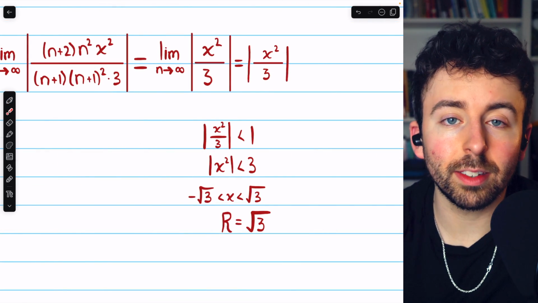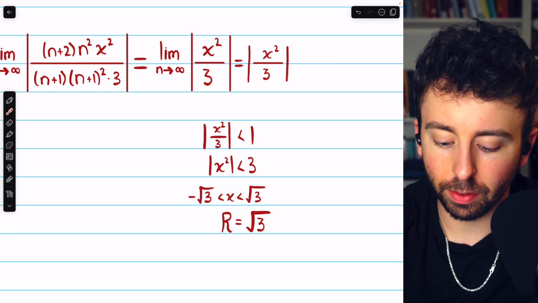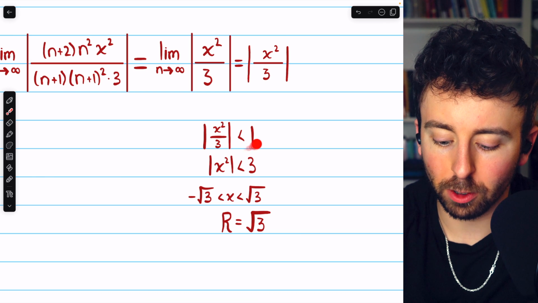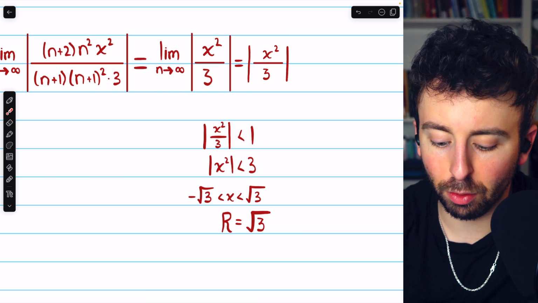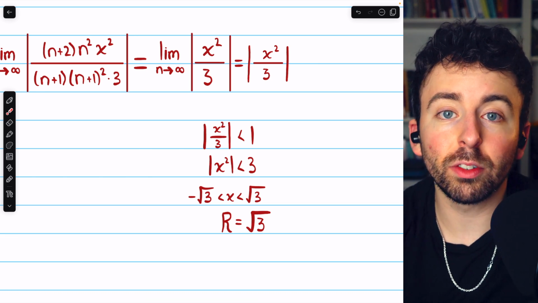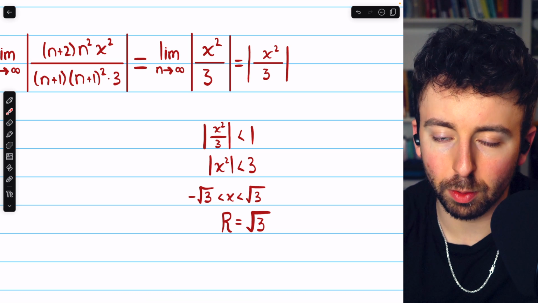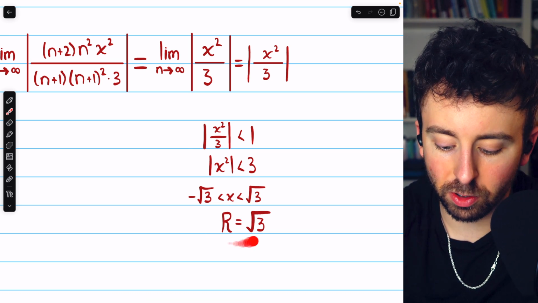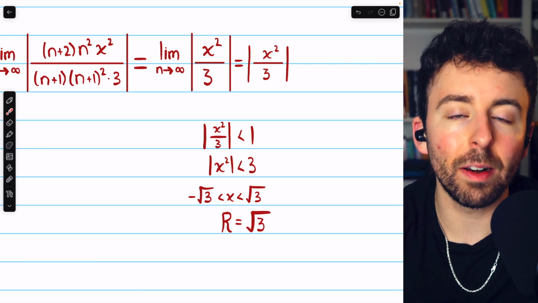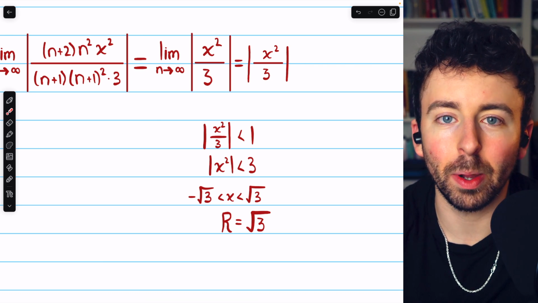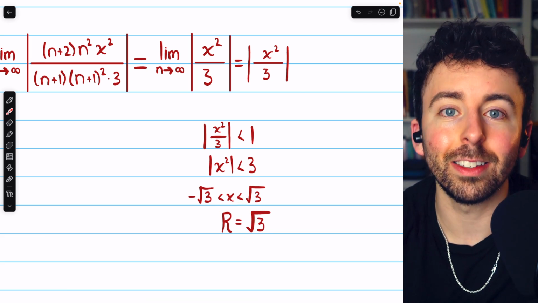And then to find the radius of convergence, we just ask when this is less than 1. Well, if this is less than 1, multiplying across by 3, we get that the magnitude of x squared is less than 3. Now, if the magnitude of x squared is less than 3, x must be between negative root 3 and positive root 3. And so the radius of convergence is root 3. We haven't investigated what happens at the endpoints. The ratio test doesn't tell us about that, but that's also not important for the question. The radius of convergence is root 3.